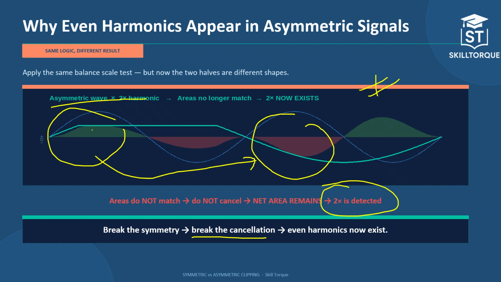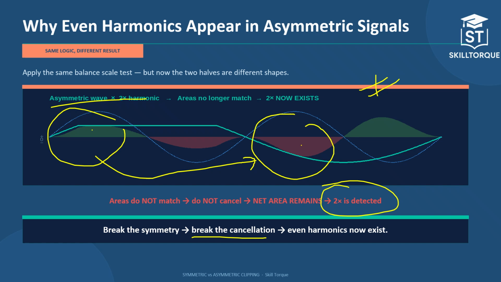This is the fundamental reason that even harmonics appear in asymmetric clipping. The mirror cancellation that destroyed 2x in the symmetric case no longer works here, because there is no mirror, the area is fully different. The stronger the asymmetry of the signal, the more different the two halves, meaning the greater the difference in area, so the even harmonics will be stronger. If there is mild asymmetry, there will be a slight difference in the two halves, so you will get an even harmonic, but the amplitude will be small, or weak.